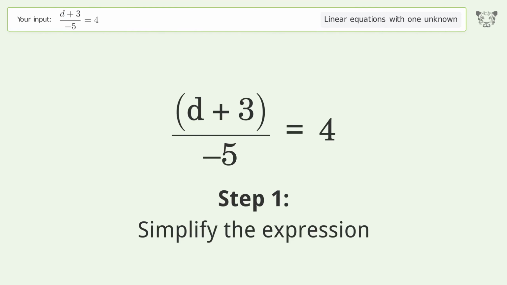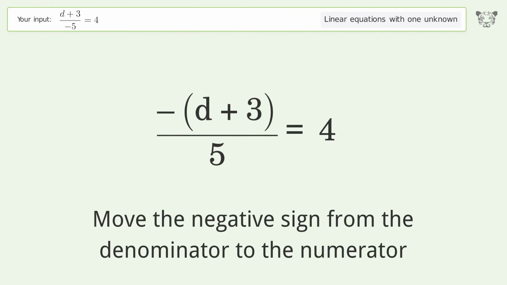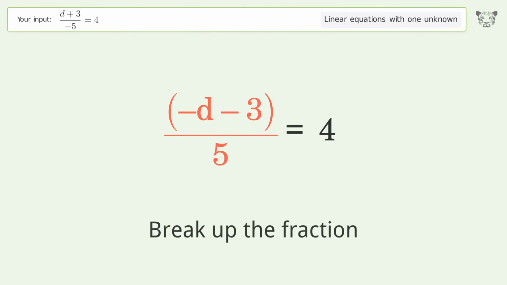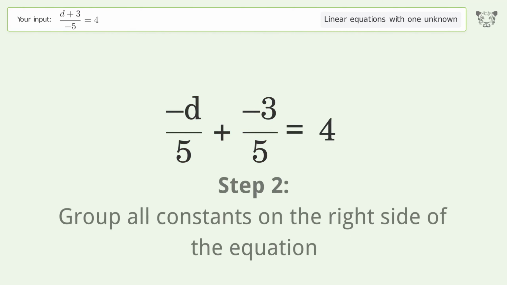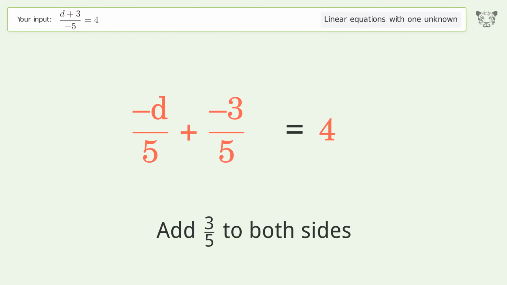Simplify the expression. Move the negative sign from the denominator to the numerator. Expand the parentheses. Break up the fraction. Group all constants on the right side of the equation. Add 3/5 to both sides.